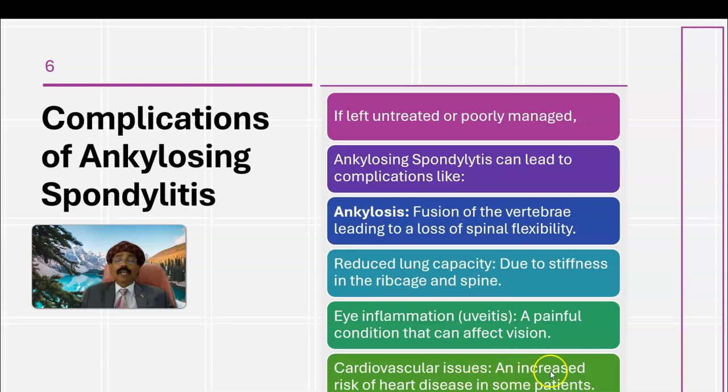cardiovascular tissue involvement, and increased risk of heart disease in some patients. The heart disease chance is more like that of aortic stenosis. There may be pericarditis. There may be AV bundle block. So we may have more chance of heart failure.